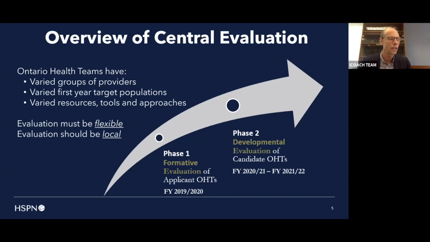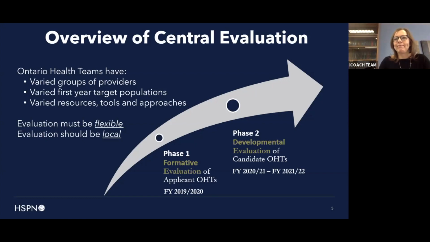And after that, in the next few years following, we'll be moving to more of a maturity model as the developmental evaluation begins across the candidate OHTs. That will really start in April of the coming year and move forward from there. We'll touch on that today, but mostly we'll talk about that first formative phase. So I can pass it over to Ruth to kick off and lead us through the first couple of entry points.